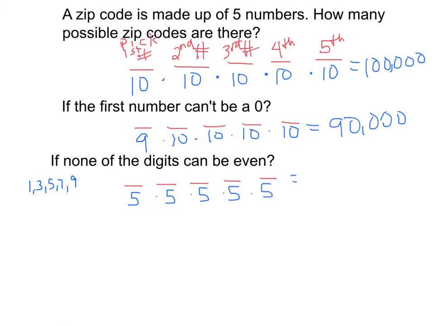So as you can see, what we're doing every time is we are actually just looking at what the specific restrictions are and applying them to the particular problem. And so we get 3125 as our last answer.